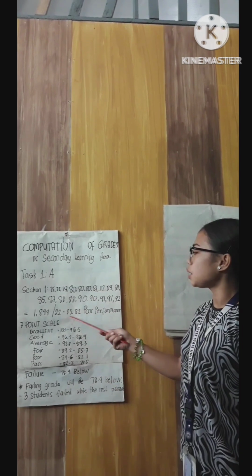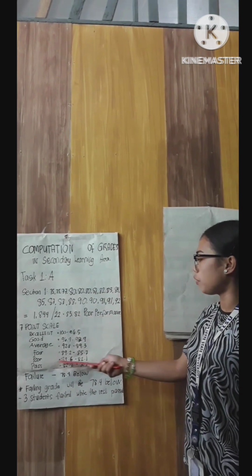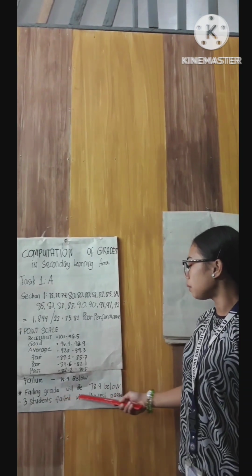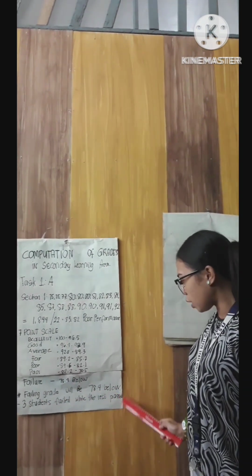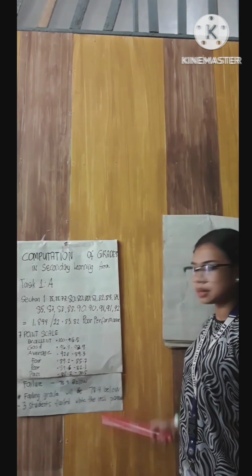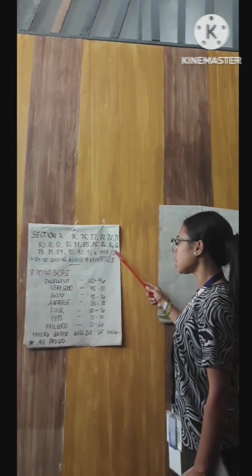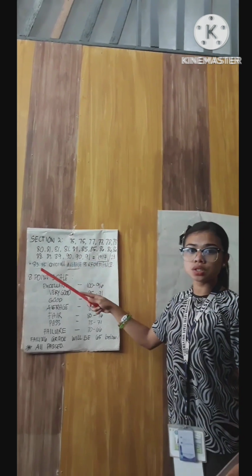Their mean is 83.82, so they belong to the poor performance for their overall section. Failing grade will be 78.4 below, so 3 students failed while the rest passed. In Section 2, we have 23 students. Same process as Section 1.